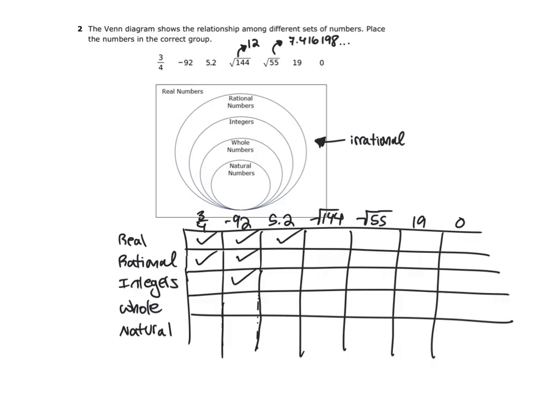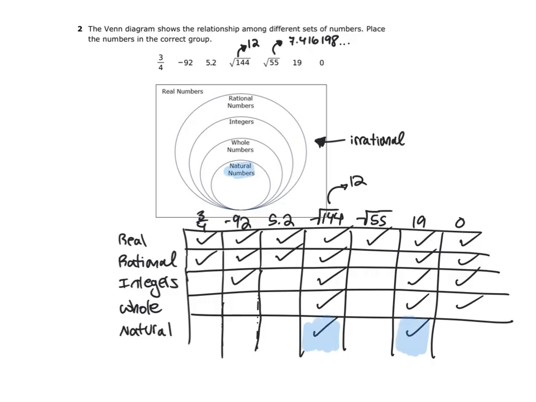5.2 is real. 5.2 is rational. 5.2 is not an integer. The square root of 144, remember that's actually 12. That's real, that's rational, that's an integer, that's a whole number, and that's natural. So that belongs to all of these. The square root of 55 is real, but it's not rational. It's also not an integer, a whole number, or a natural number. 19 is real, rational, it's an integer, a whole number, and a natural number. 0 is real. It's rational, it's an integer, and it's a whole number, but it is not a natural number because the natural numbers are our counting numbers.